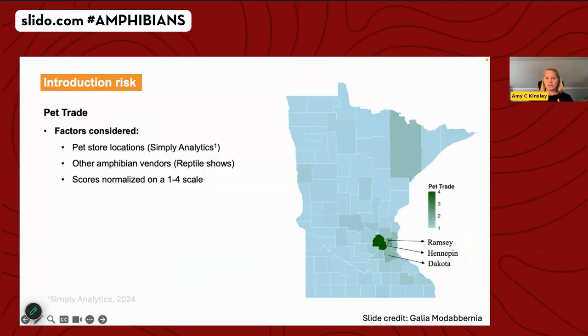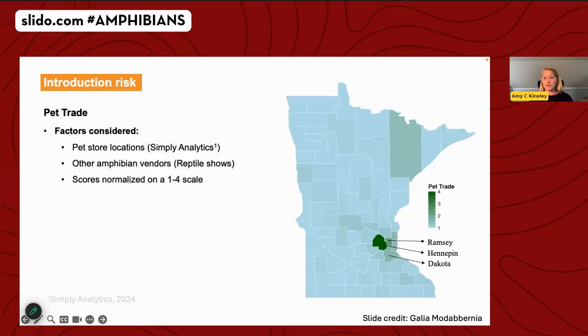So to approximate that introduction risk, we looked at a couple of indicators of the pet trade across the state. That included the location of pet stores. We obtained that through a database called Simply Analytics. It aggregates demographic, economic, business, and consumer data, and we compiled all of that.